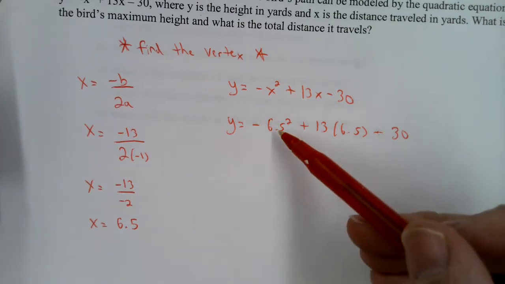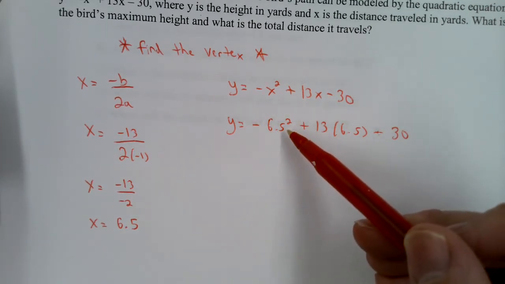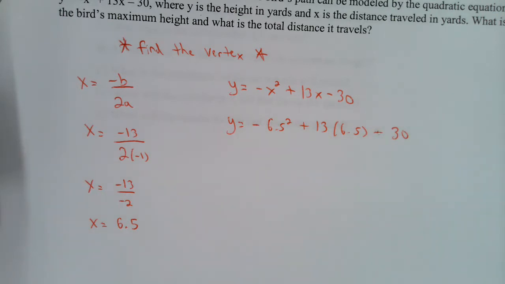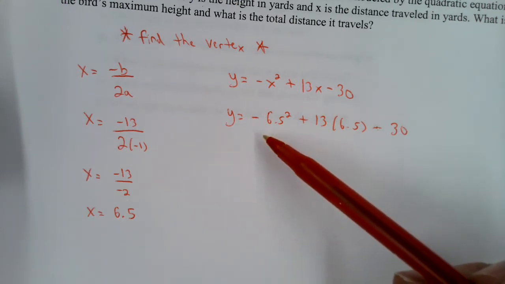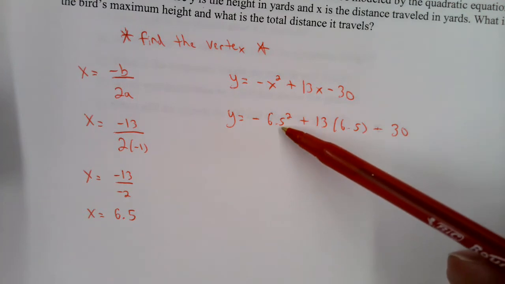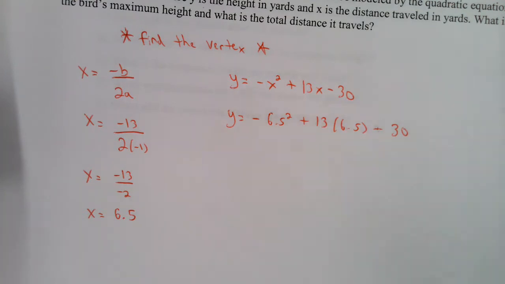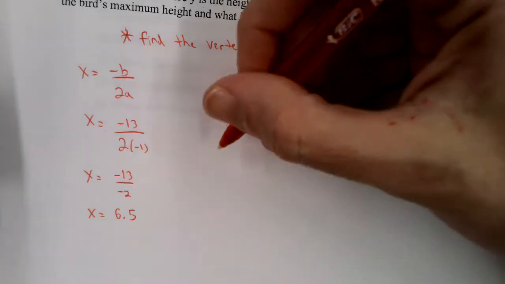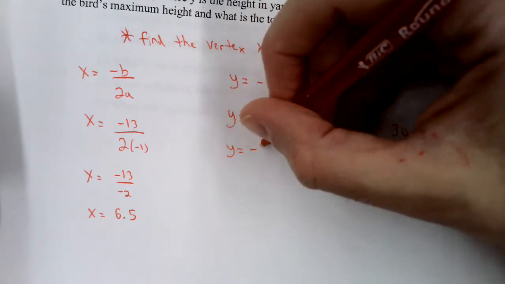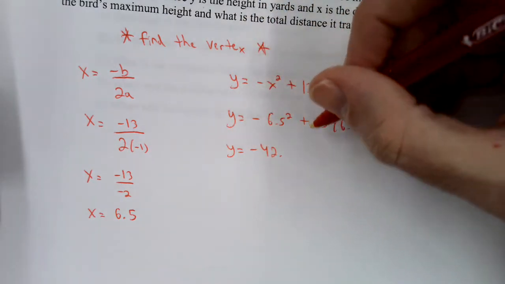You have to do 6.5 squared times negative 1, okay? It's not negative 6.5 times negative 6.5. It's 6.5 times 6.5 and then times negative 1, okay? So 6.5 times 6.5 times negative 1 gives you y equals negative 42.25.